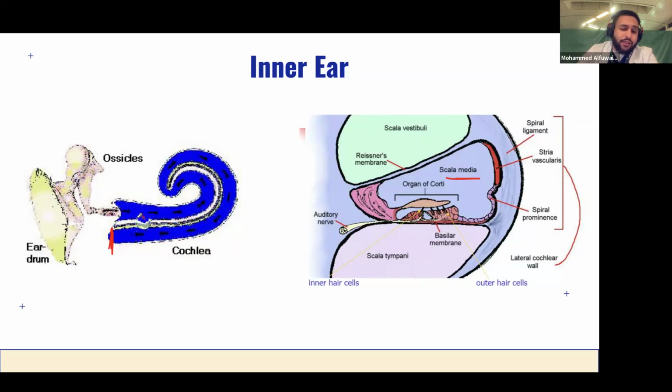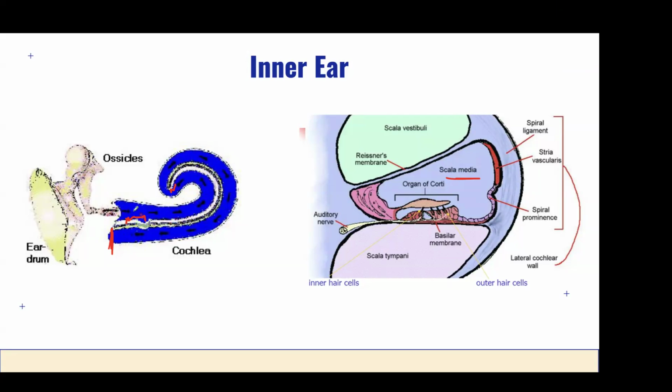Do they receive high frequency or low frequency? I need you guys to know this. High. The base, which is over here, is high. Here's the apex. It's low frequency. Why is this important? Number one, when sounds go to the inner ear, which part will be affected first? High or low? Base or apex? Base first, because it's the first thing.